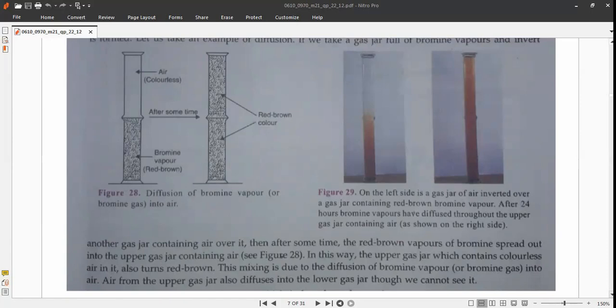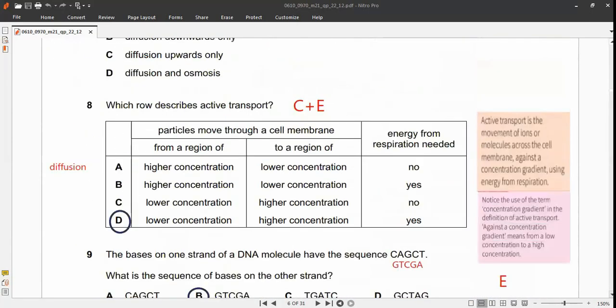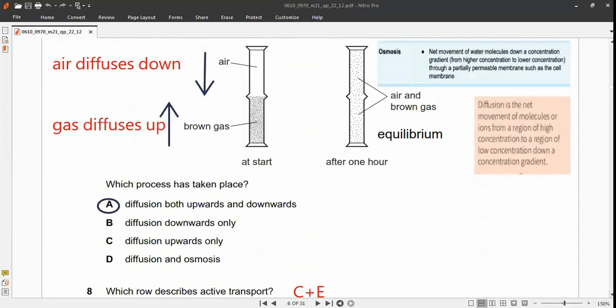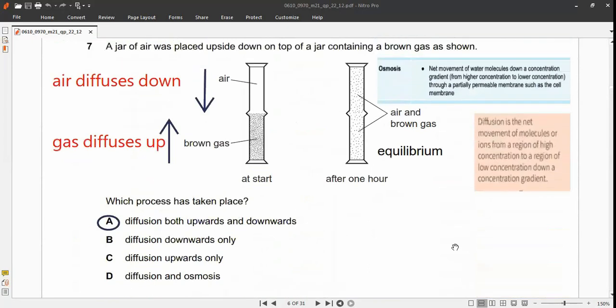So what is the correct answer? Which process has taken place? Here air diffuses down, gas diffuses up. So the correct answer is A, diffusion both upwards and downwards till equilibrium takes place.